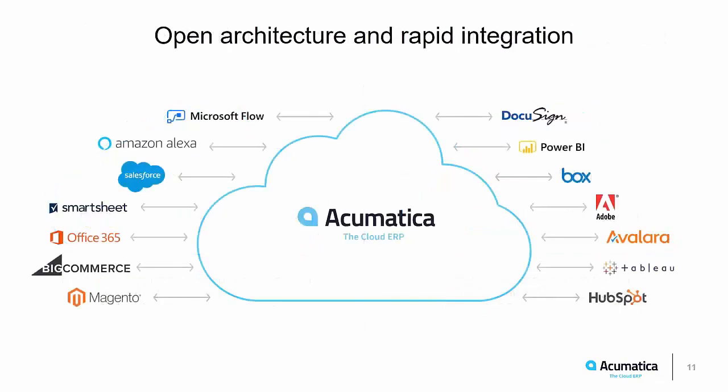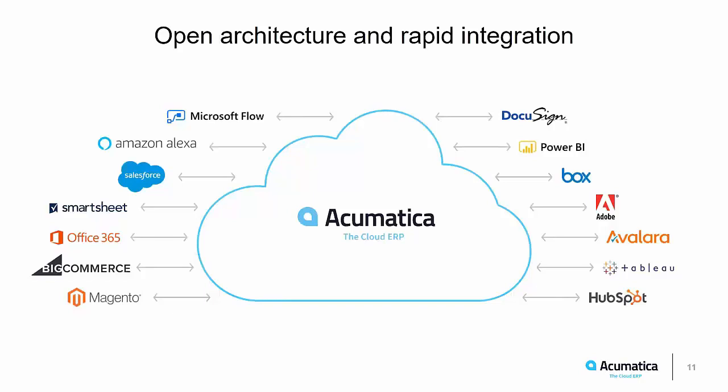Next slide, Sean. So when you talk about a cloud solution versus a client-server on-premise solution, it becomes harder to talk with an on-premise solution with all these different cloud services that are now available. But Acumatica, being a born-in-the-cloud solution, seamlessly integrates with all of these other cloud solutions.